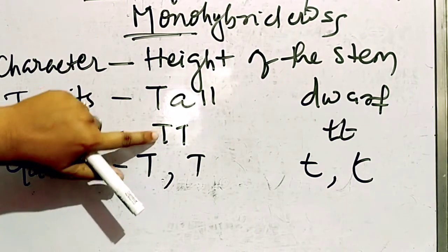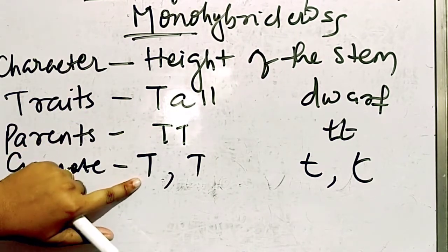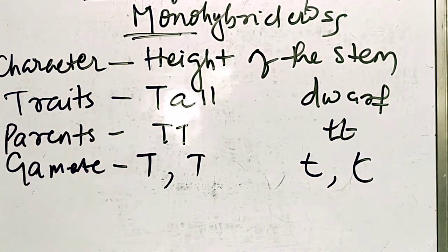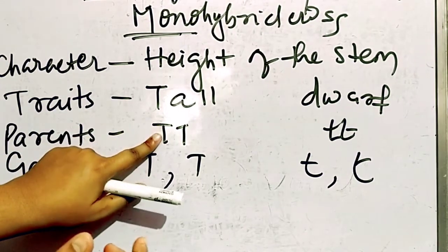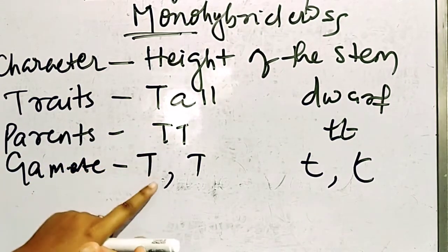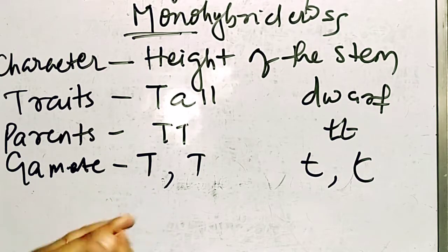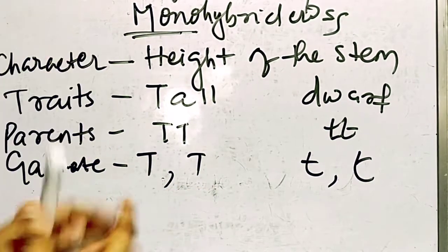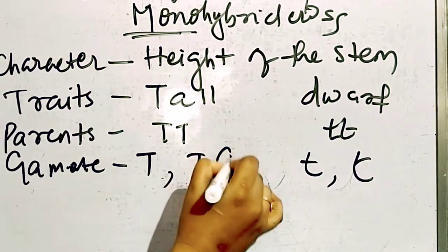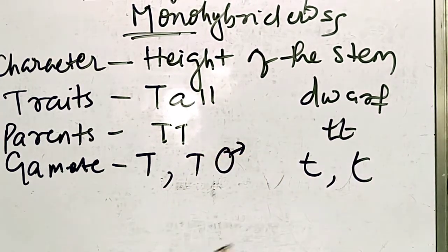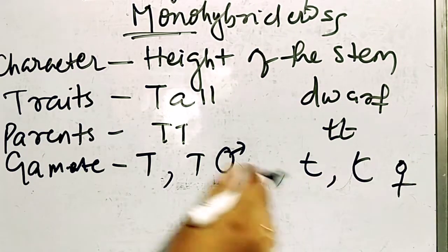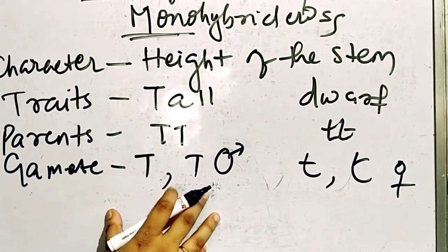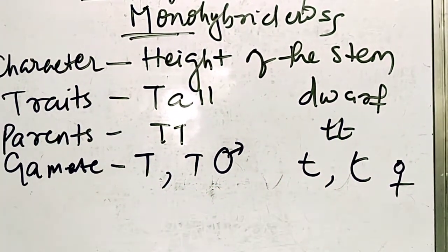In the parents it was in pairs, but when it was forming the gamete, each cell was receiving one of the two factors. Hence the gametes were formed like this. Now let us take one of the parents as male. So let this be the male parent and this be the female parent's gametes. So this is the male gamete and this is the female gamete.